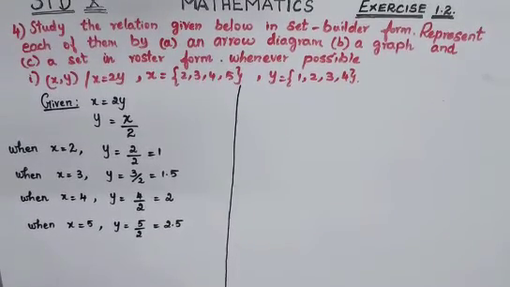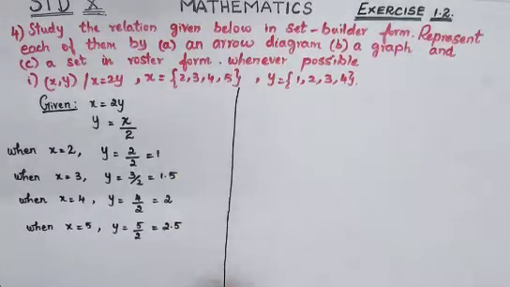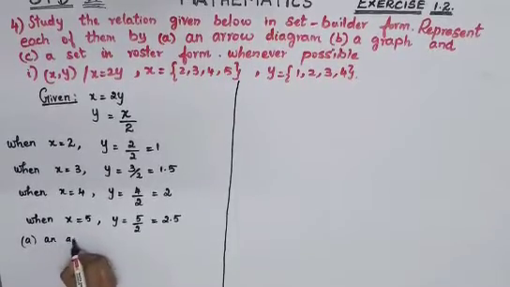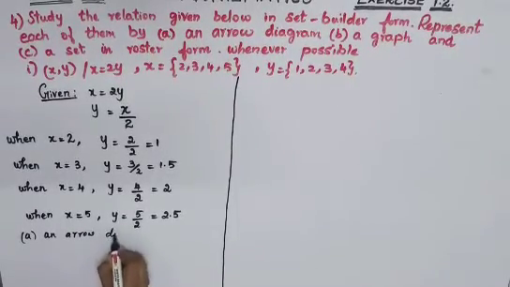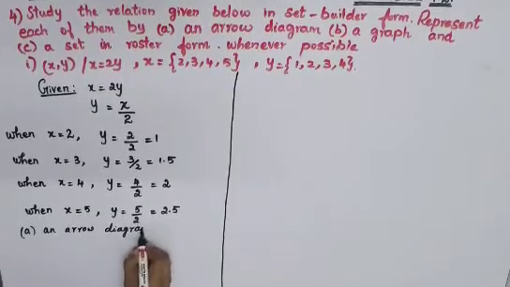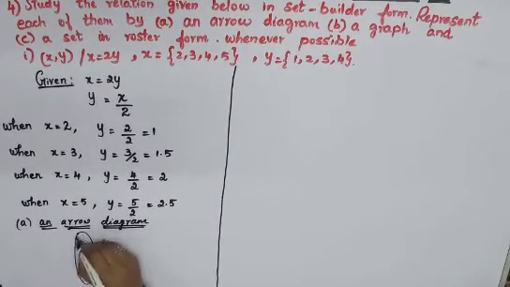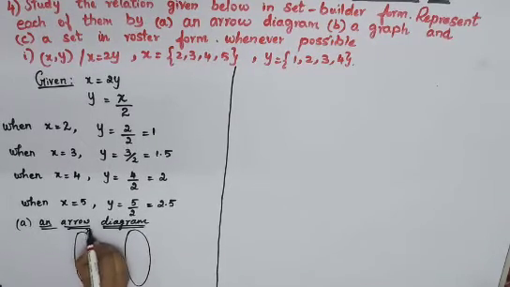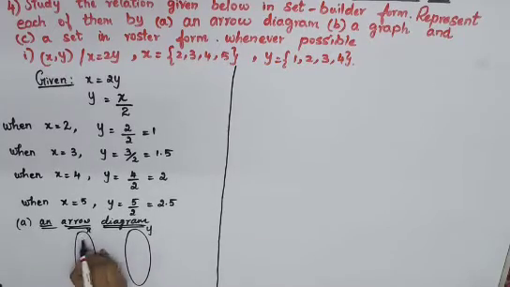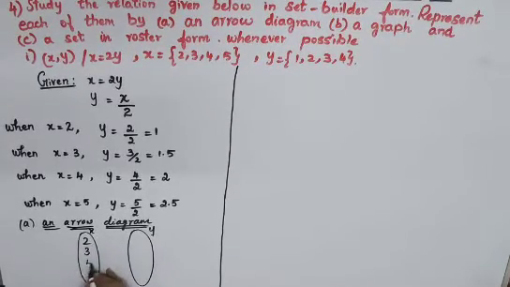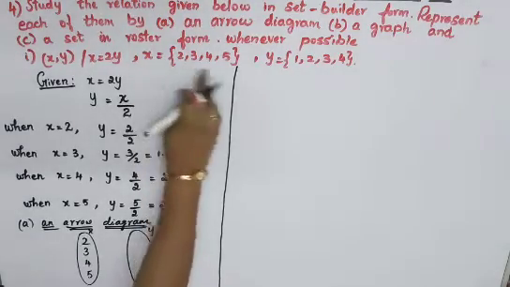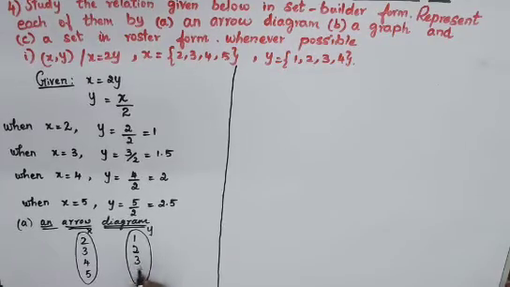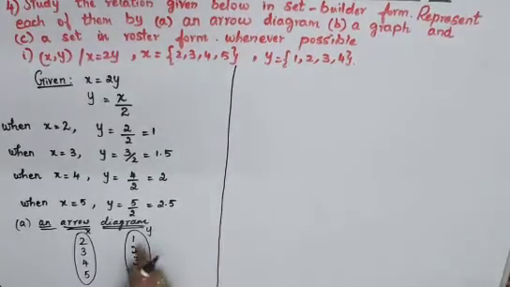You will have to draw an arrow diagram. So we will write the elements of x and y first. This is the set of x elements, and y we will write here. So x is 2, 3, 4, 5, as given in your set. Then y is 1, 2, 3, 4. Just write all the elements.